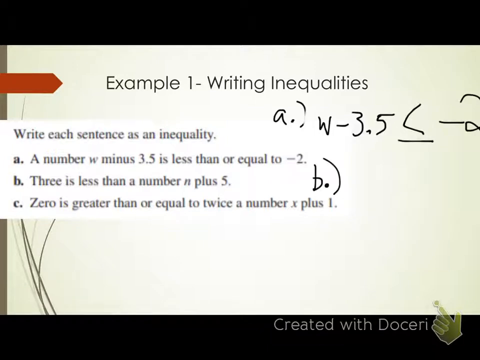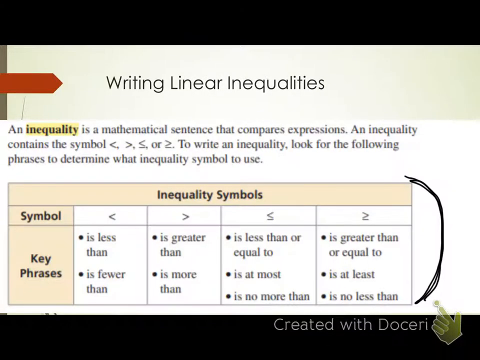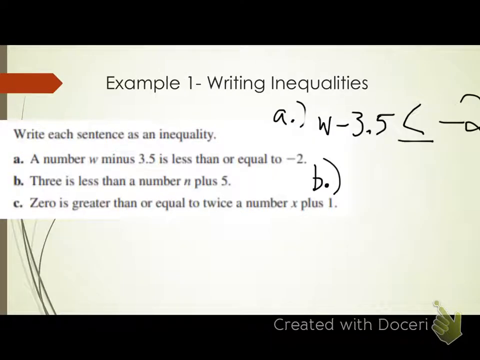Letter B. 3 is less than a number n plus 5. Question on A? Wait, can you compare it to? I have one. Did I switch these around? Oh yeah, I switched them around. That's why I was confused. Okay. Raise your hand if you can help me out on letter B here. 3 is less than a number n plus 5.